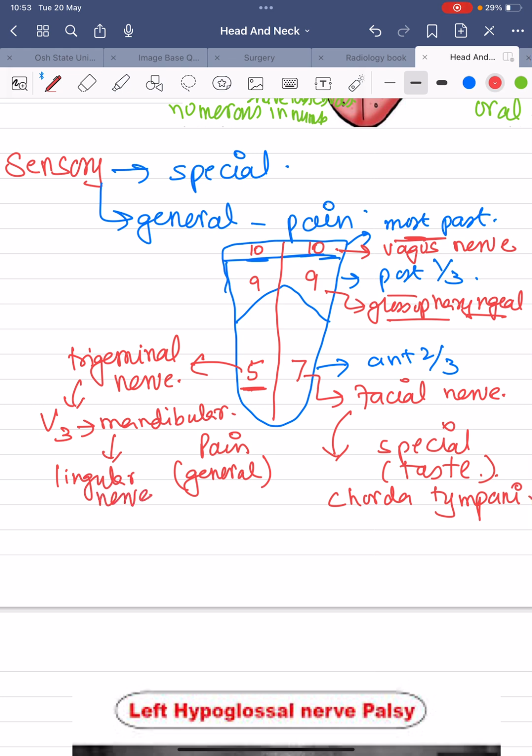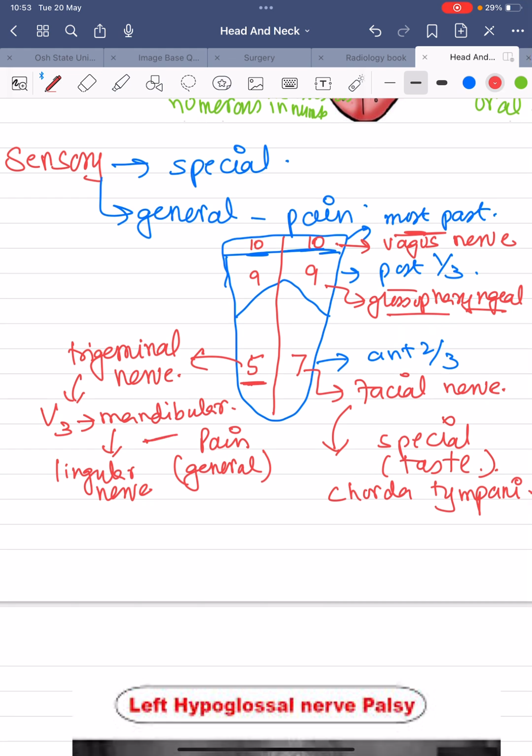Okay, so this is how you must remember. This nerve sensation is very important. Okay, so mandibular nerve, chorda tympani, which is the branch of the facial nerve, and mandibular nerve, which is the branch of the trigeminal nerve. So you have to remember all these sensations.